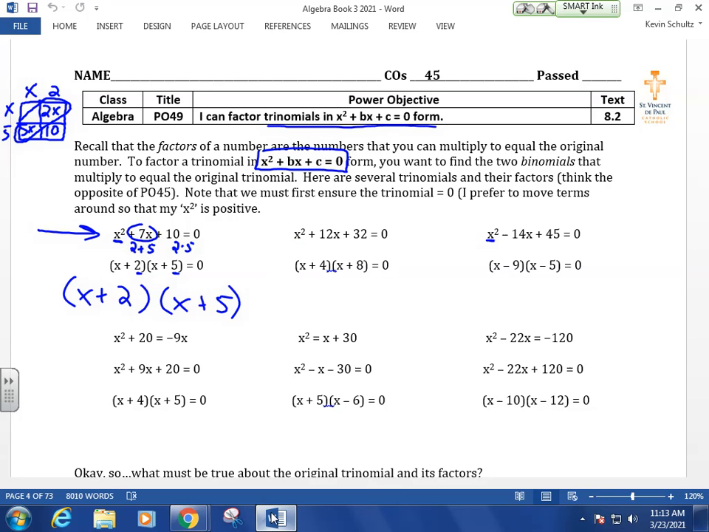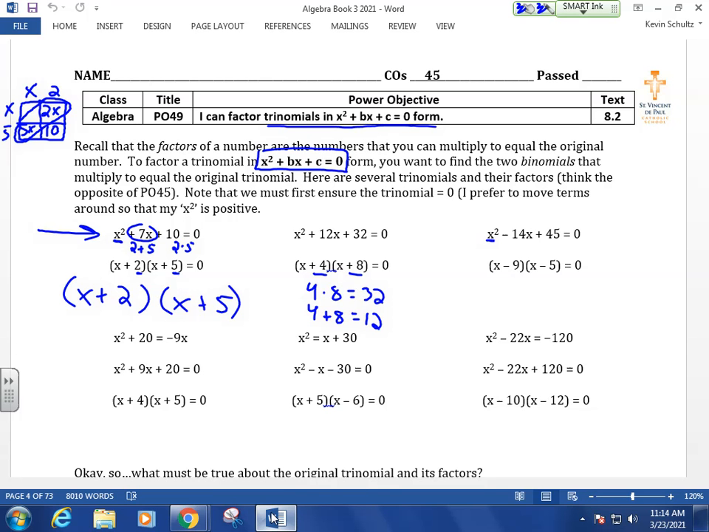Let's look at the second one, where I also gave you the answer here. X squared plus 12x plus 32. Does that connection hold with the positive 4 and the positive 8 here? Is positive 4 times positive 8 32, which is the constant that I have here? Yes. Is positive 4 plus 8 positive 12, which is the middle term that I have here, that b term in x squared plus bx plus c? Yes.